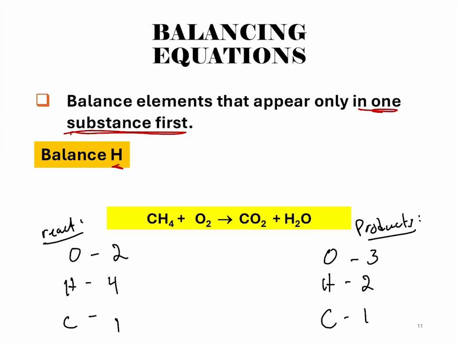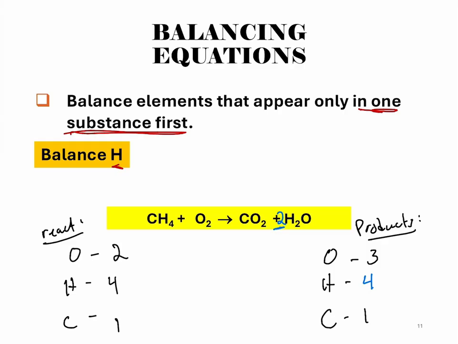So what does that mean? That means I'm going to add a coefficient 2 in front of H2O. And when I do that, now how many hydrogens do I have on the right side? 4. Okay, so now I have 4 hydrogens on the right side.